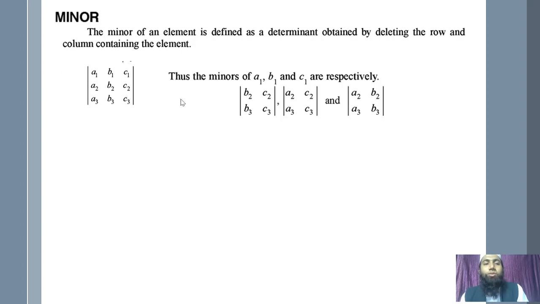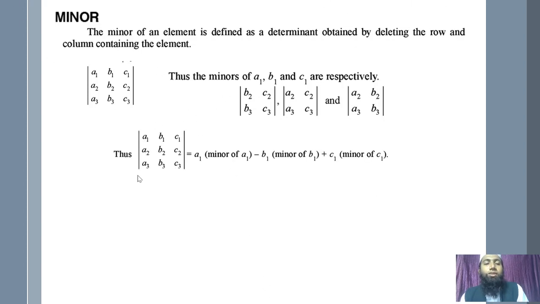Now in addition to this minor, we have one more term. If we have this determinant, then a1 into minor of a1, b1 into minor of b1 plus c1 into minor of c1 is nothing but the value of this determinant. ये minor का determinant के साथ क्या relation है? 3 by 3. Take the first element, multiply it with its minor, with alternate sign change in the determinant, first as it is. So this is the relation between the minors and the determinant.